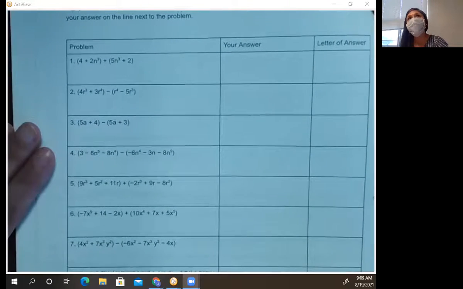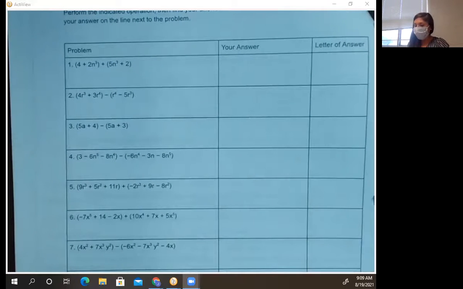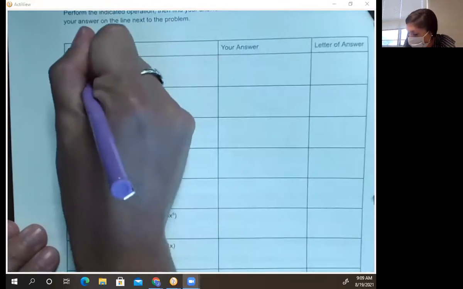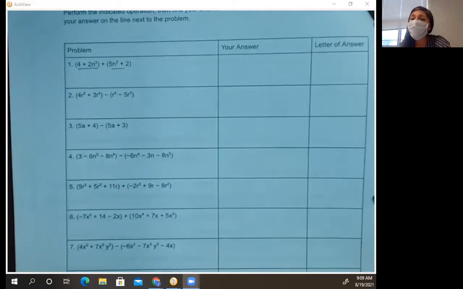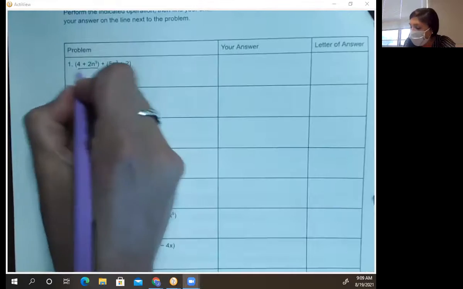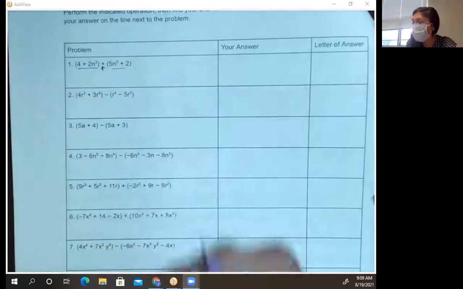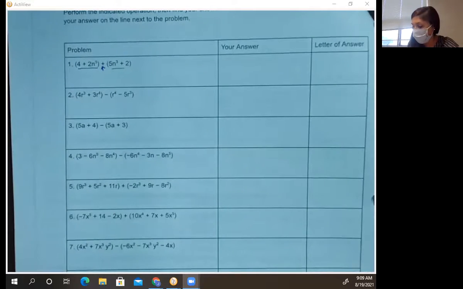So as we take a look at our first problem here, we have one polynomial plus another polynomial. The only reason these are in parentheses is so that we can differentiate. Here's one polynomial, here's another. There's nothing special about the parentheses here because I'm not multiplying, I'm adding. So all we're going to worry about is combining like terms.